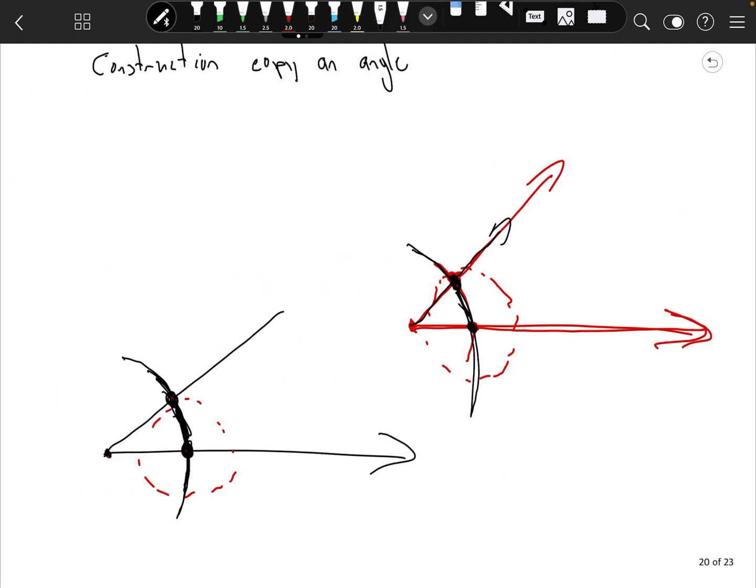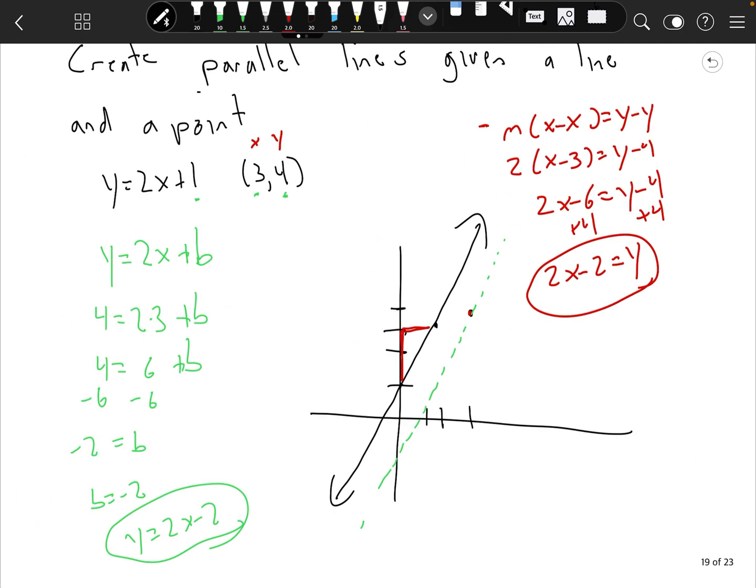The first way involved using a coordinate plane and using an equation and a point labeled with an ordered pair to find a second equation.